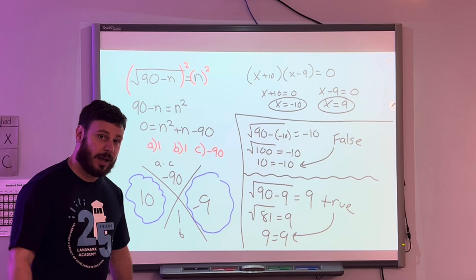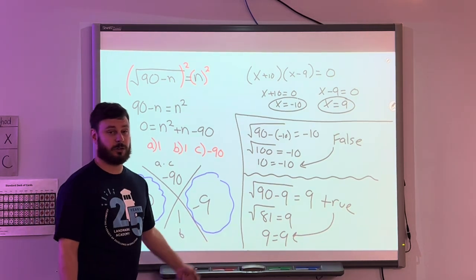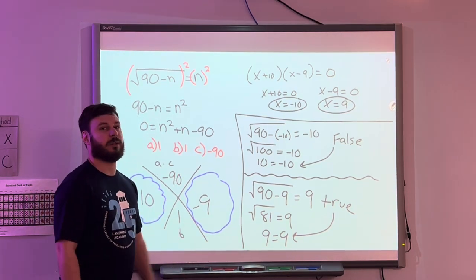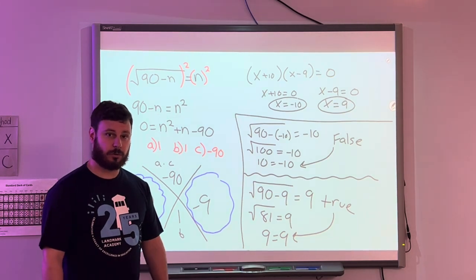So when you have a quadratic version of this, you have to check your answer twice, and more often than not, one of them is going to be an extraneous solution.